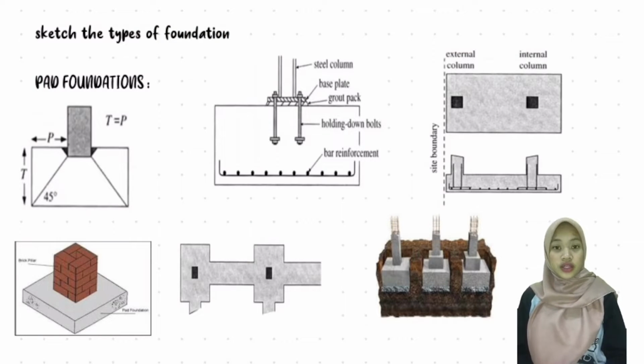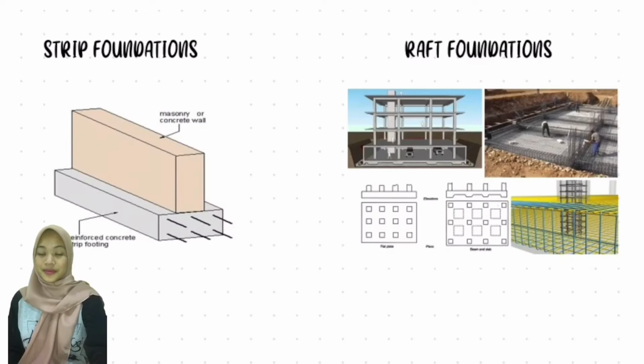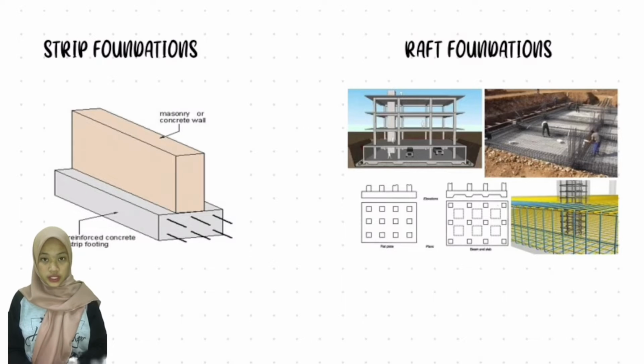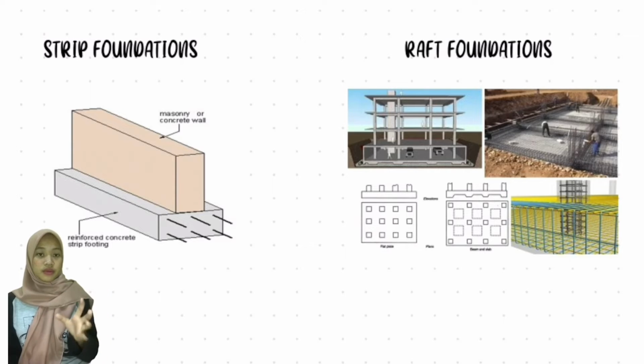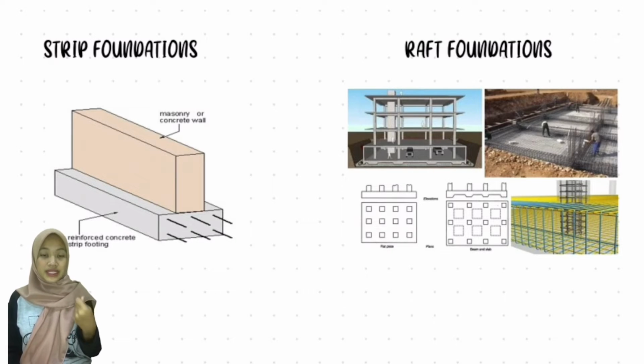This is the type of foundation. This is the pad foundations. Kalau kita tengok pad foundations, dia berbentuk 4 segi tepat. Okay, this is the strip foundations and the raft foundations. Strip foundations dia tak sama macam pad foundations. Pad foundations berbentuk segi 4 tepat, tetapi strip foundation dia berbentuk segi 4 panjang. Yang mana menunjukkan beza dia adalah strip foundations lebih panjang berbanding pad foundation.